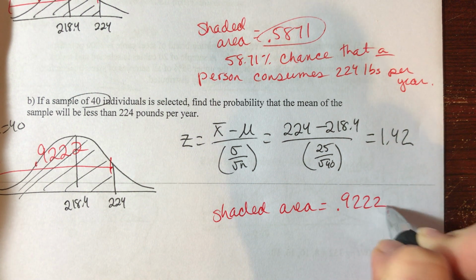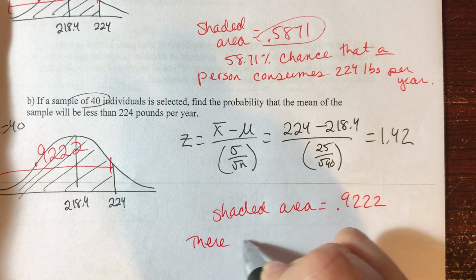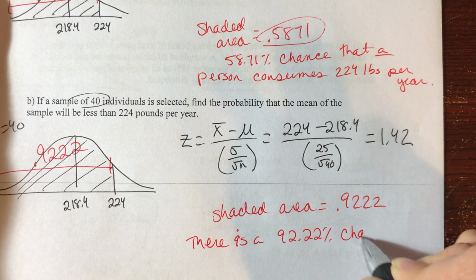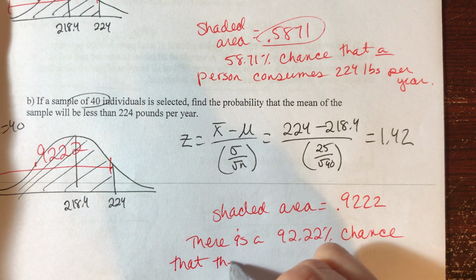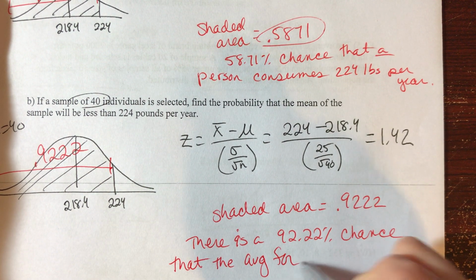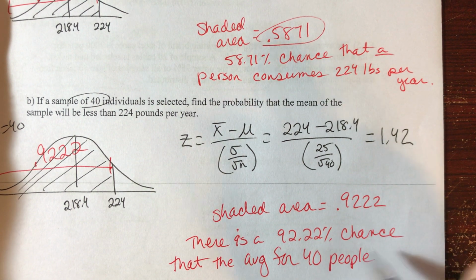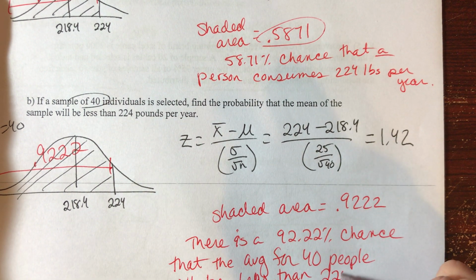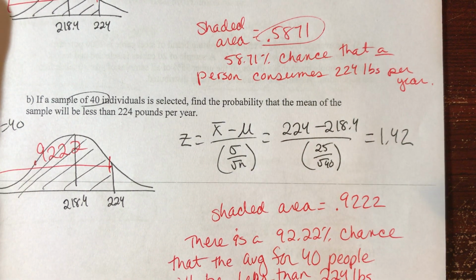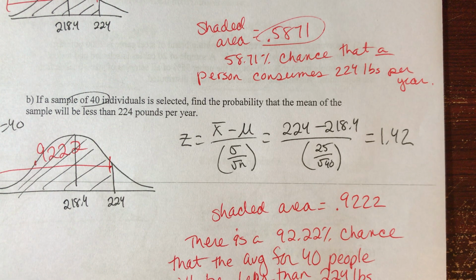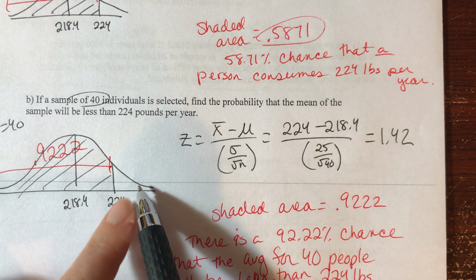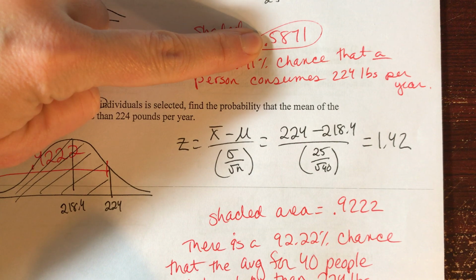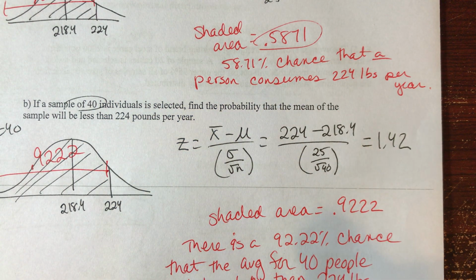Okay, 0.9222, which means that there is a 92.22% chance that the average for 40 people will be less than 224 pounds of sugar per year, right? If you have 40 people averaging, it's going to be much less likely for it to be above, right? Which means it's almost guaranteed that it's going to be lower. Okay, one person, 59% chance. 40 people and their average, it's a 92% chance.